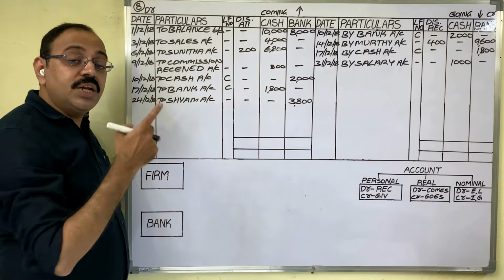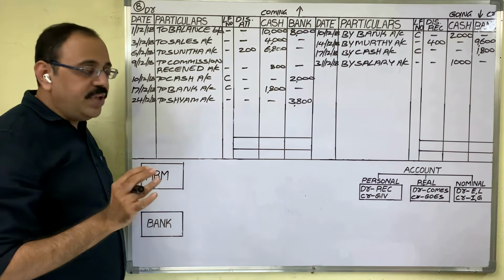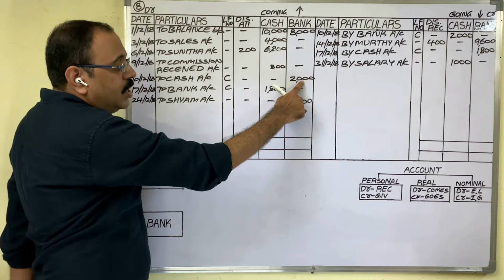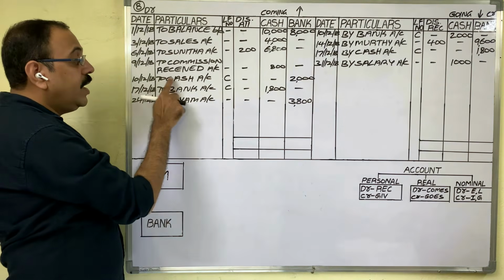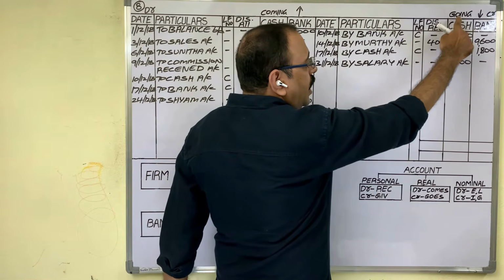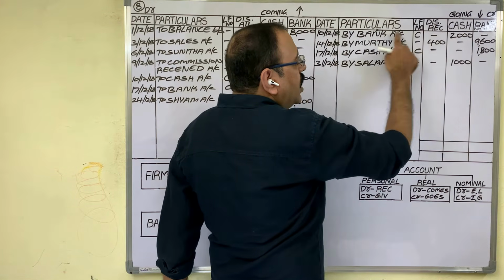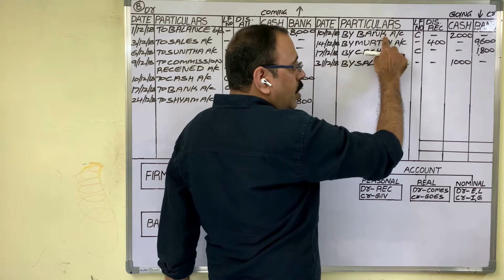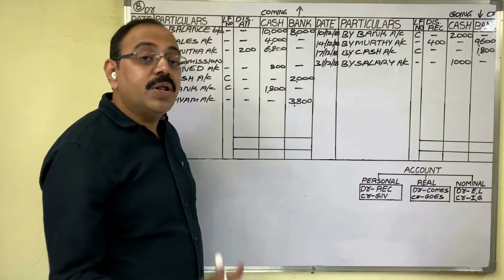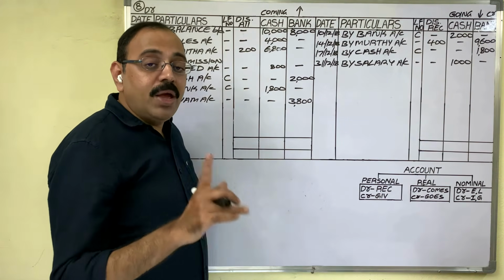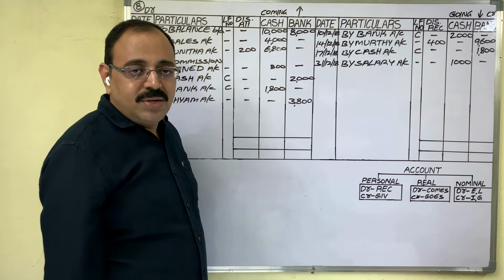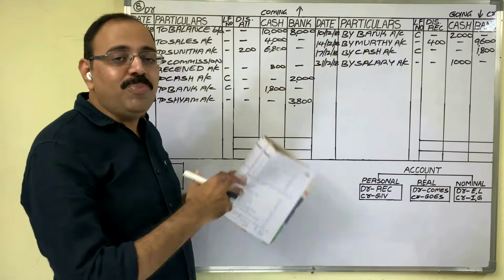Without using journal entries we are posting now. So the hint is, in which column we wrote this 2,000? In bank column. Therefore, here you have to write cash account. In which column we wrote this 2,000? In cash column. Therefore, here we have to write bank account. So remember, if you write amount in cash column, in particulars you have to write bank. If you write amount in bank column, in particulars you have to write cash. Contra entry, in this manner you can post.